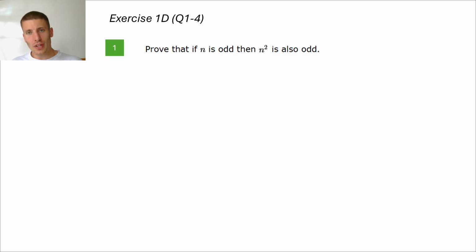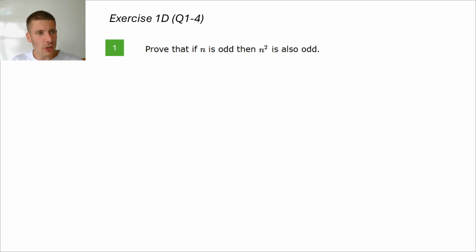Okay, this is exercise 1D from the AQA textbook, proof by deduction, questions 1 to 4, so the green questions. Let's go. Question 1: prove that if n is odd, then n squared is also going to be odd. With proof by deduction, you've got to use either algebra or words to prove this. You can't just use a numerical example.